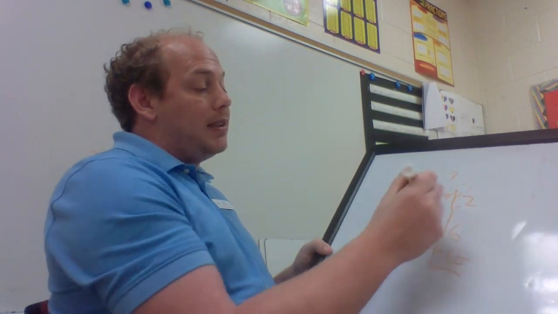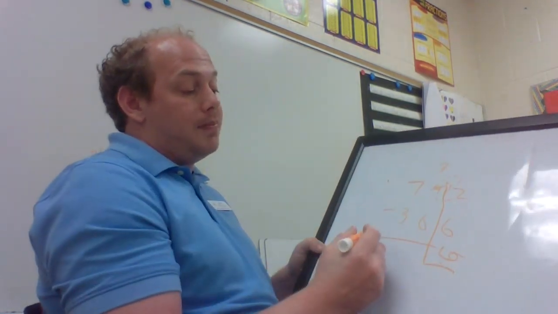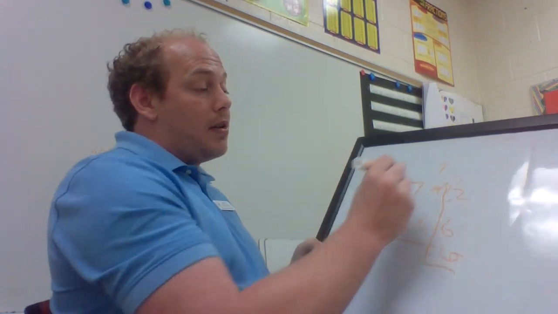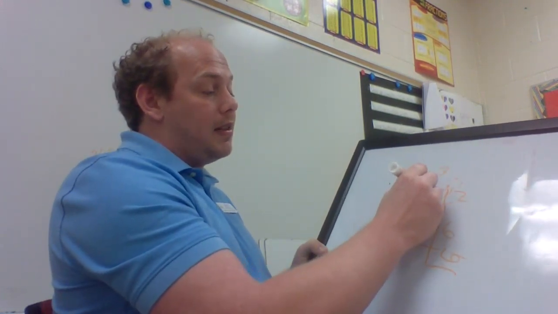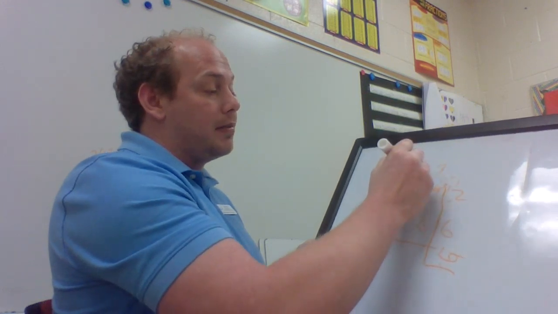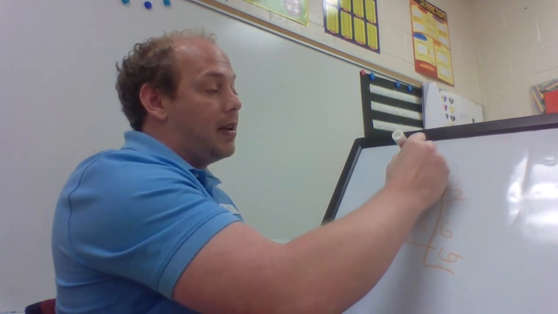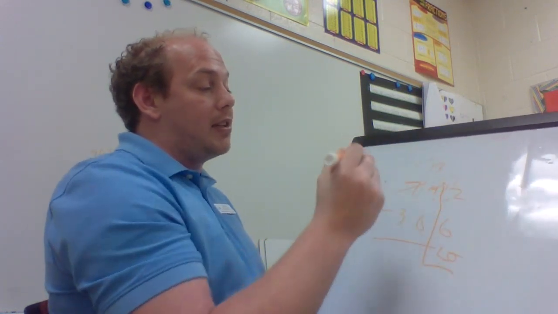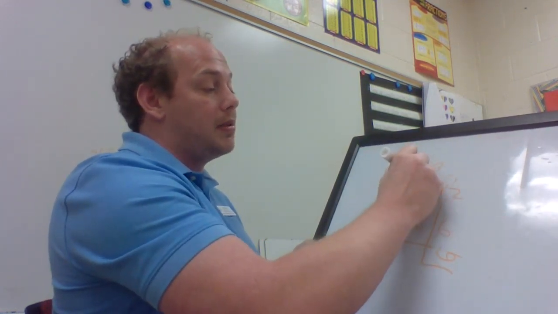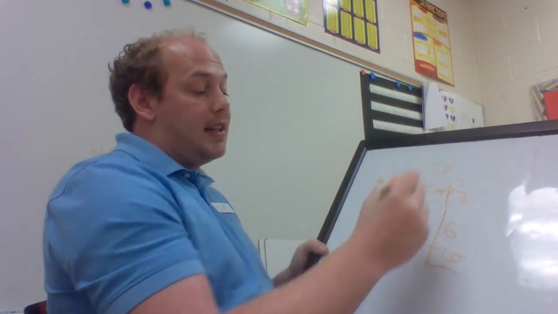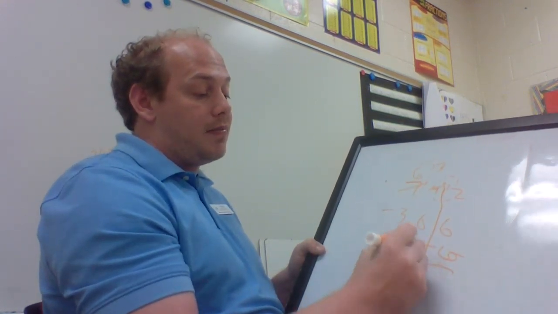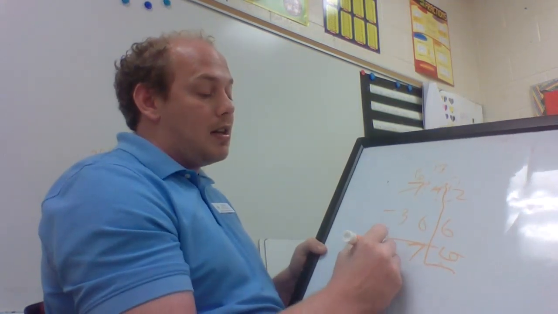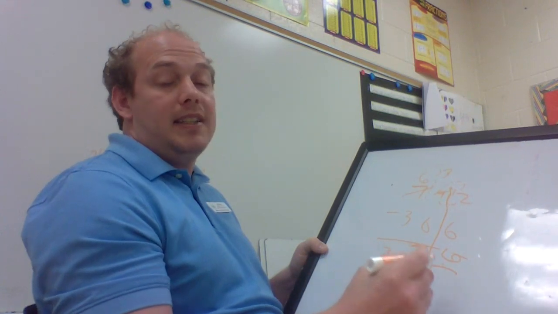So, now we say, is the bottom bigger than the top? Yes. 6 is bigger than 3. So, 3 is going to go next door and ask to borrow a cup of sugar. 7 is going to give 3 a cup of sugar. And so now we don't have 7 cups, we have 6 cups. Now, 13 minus 6 is 7. And 6 minus 3 is 3. So our answer is 376.